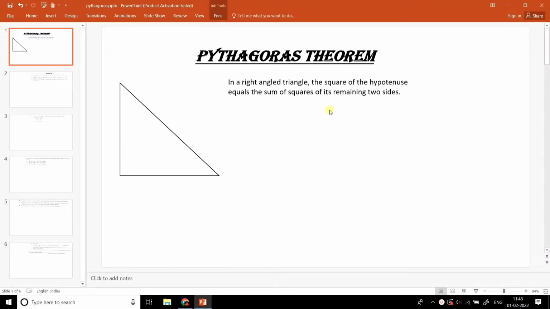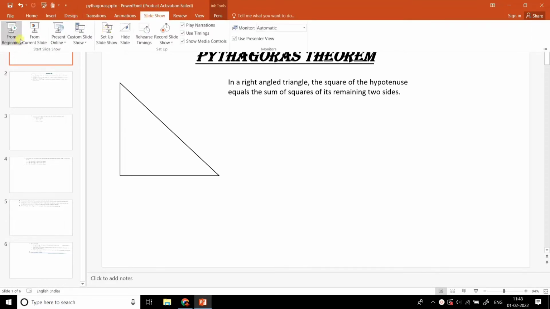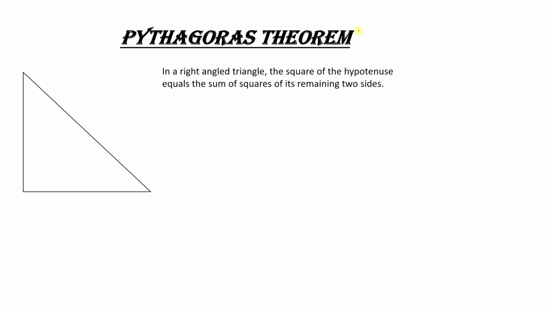Okay, the topic is Pythagoras theorem. This theorem was given by a Greek mathematician, Pythagoras of Samos. And this theorem is only applicable for right angled triangles. So let us learn some terms about right angle triangles.